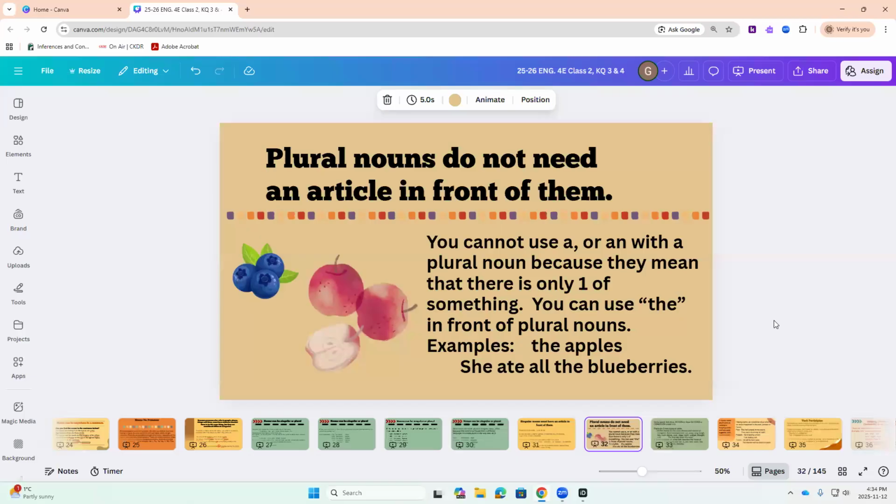Plural nouns do not need an article in front of them. You cannot use "a" or "an" with a plural noun because "a" or "an" means there's one of something. You can use "the," like the apples or the blueberries. She ate all the blueberries. That's fine. Okay.